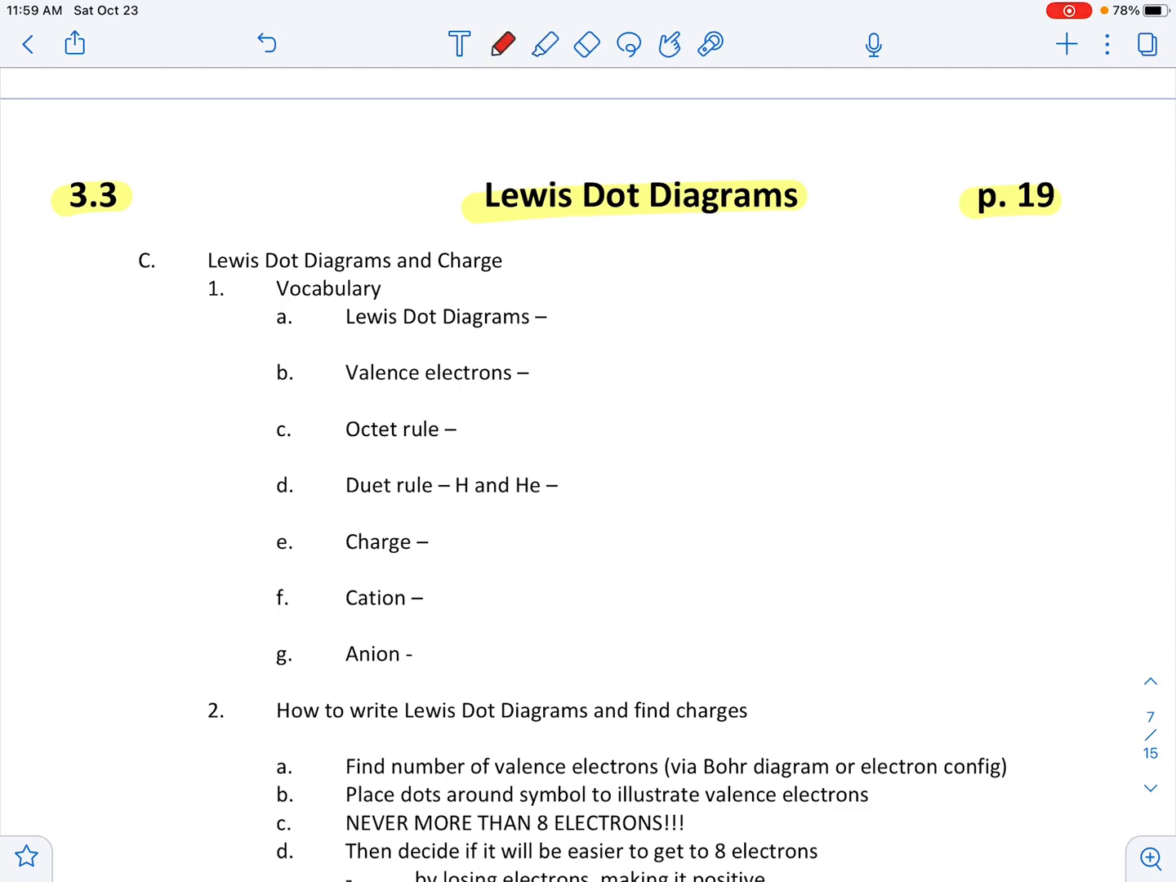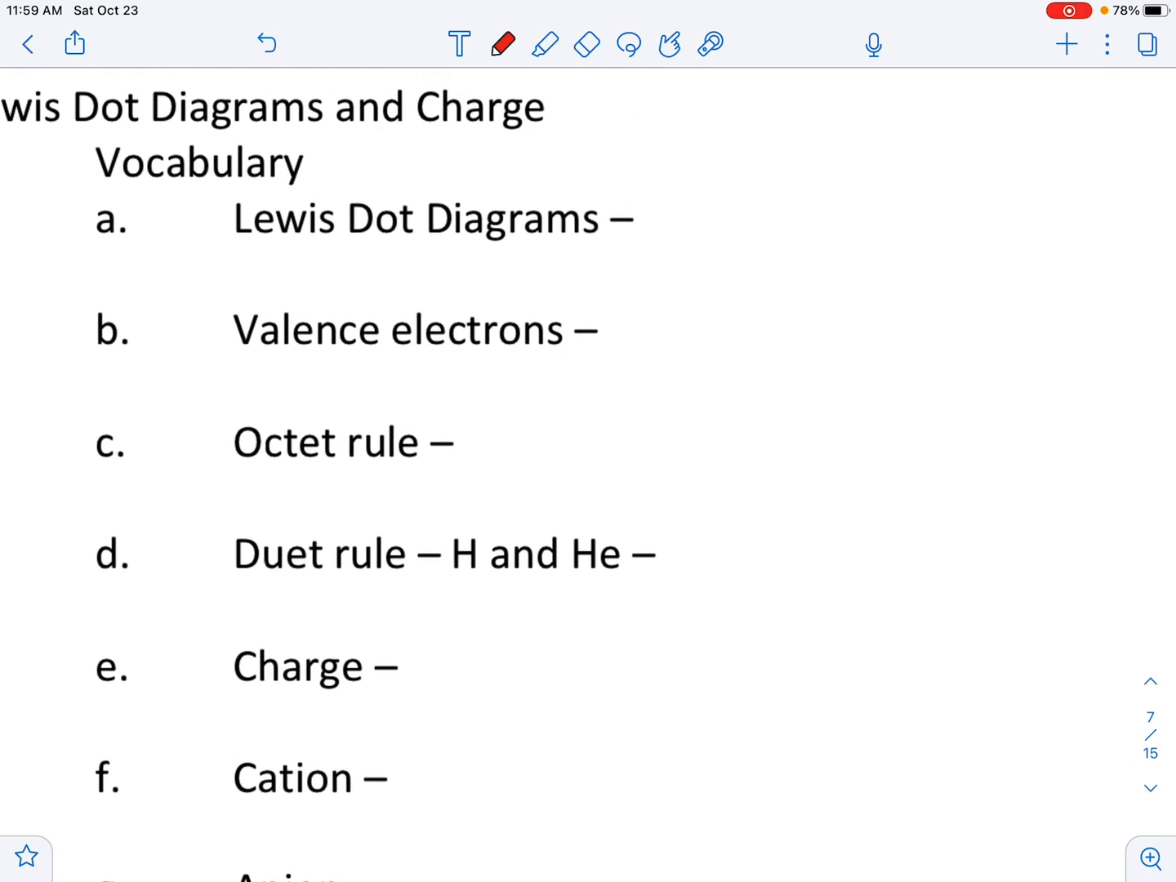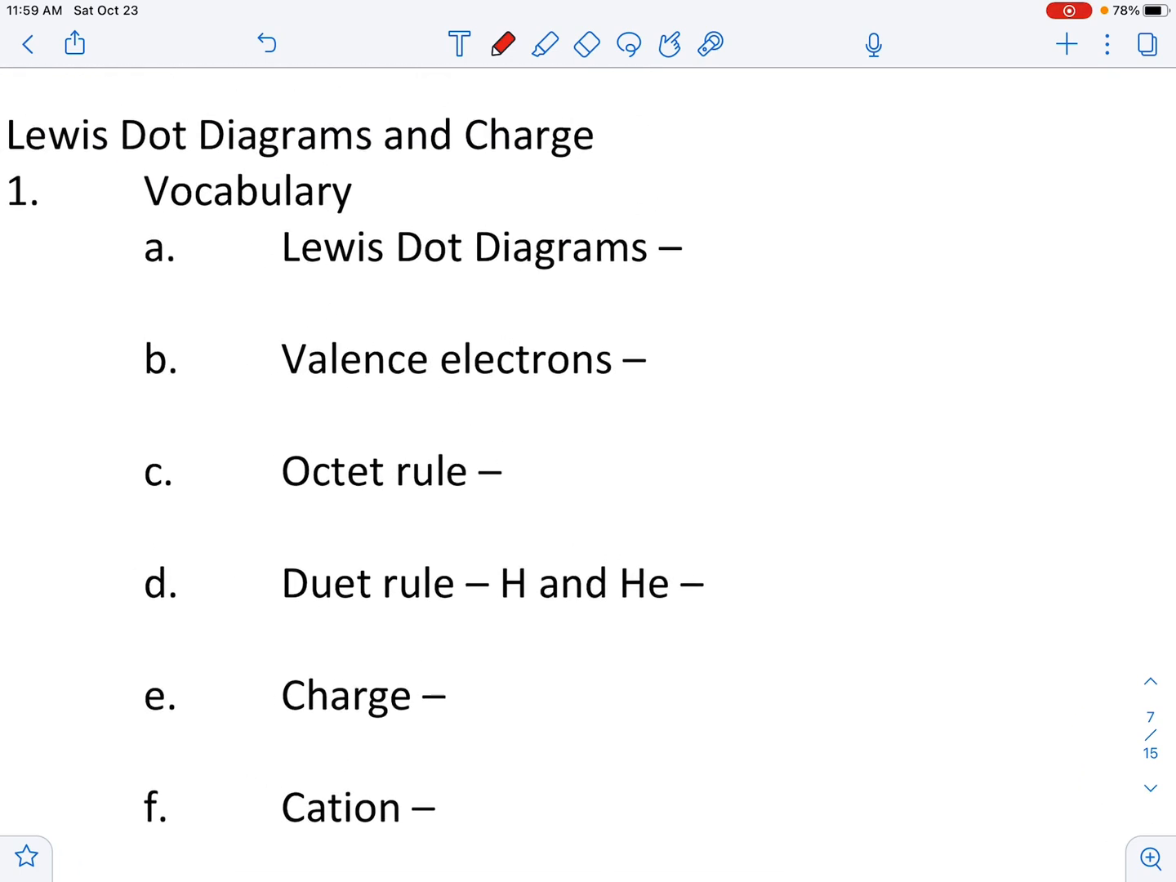So let's just jump right into some vocab, and we're going to start right here with Lewis dot diagrams. This one shows only valence electrons. So we're only talking about those outer energy electrons, the ones that are involved in bonding. All right. Now we're on to valence electrons. Remember, these are our outer energy electrons, and these are the ones that are involved in bonding.